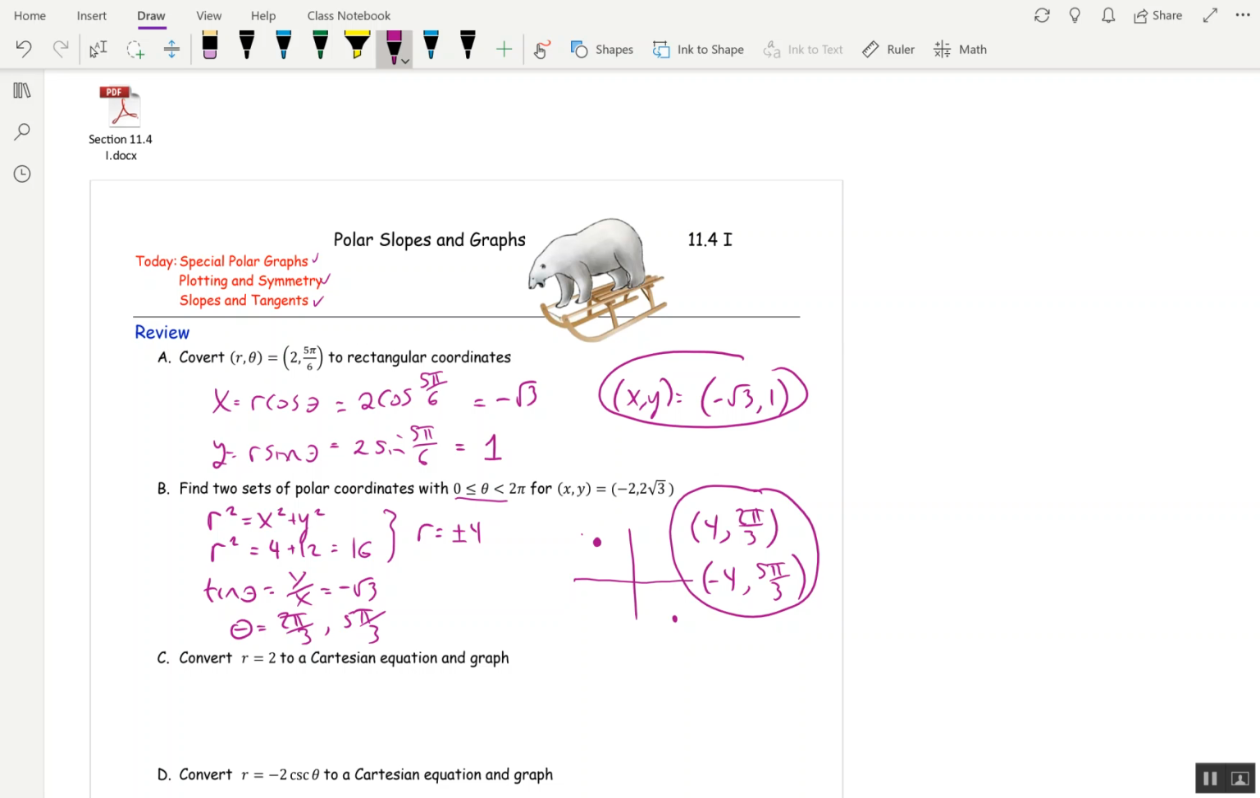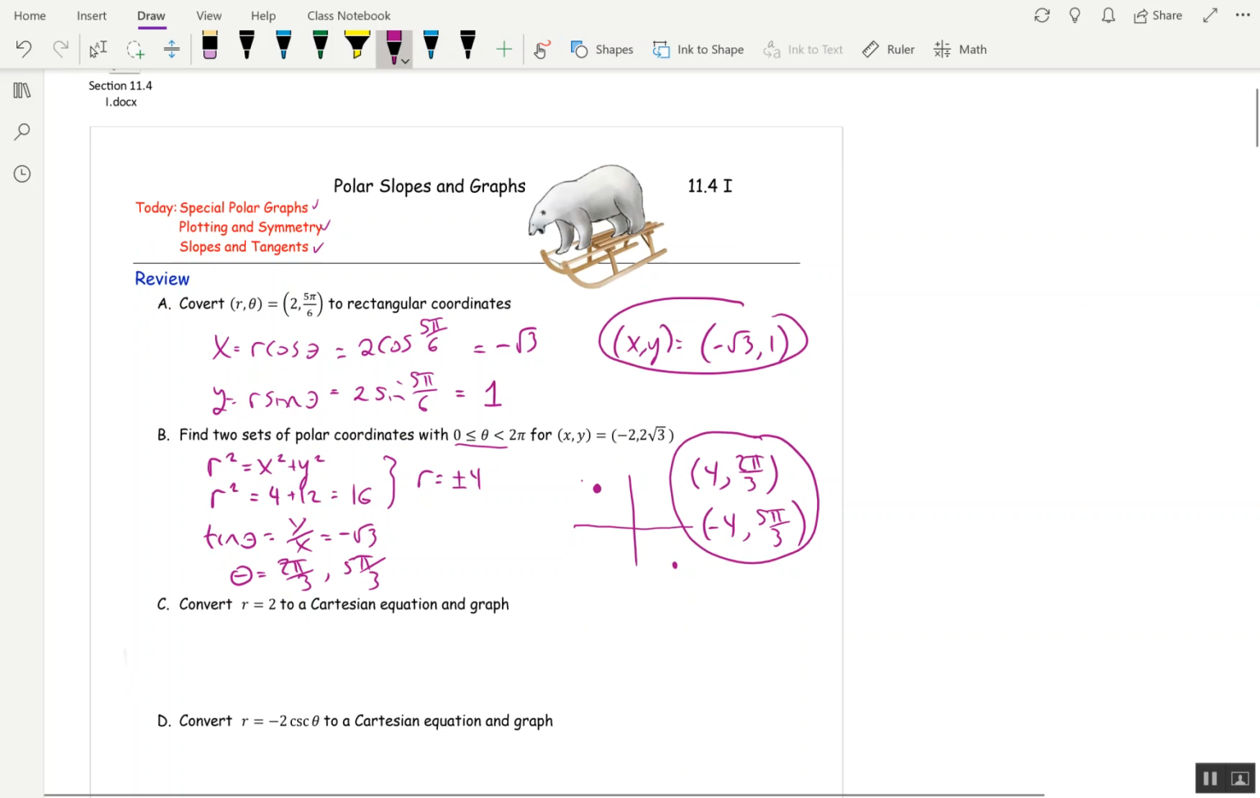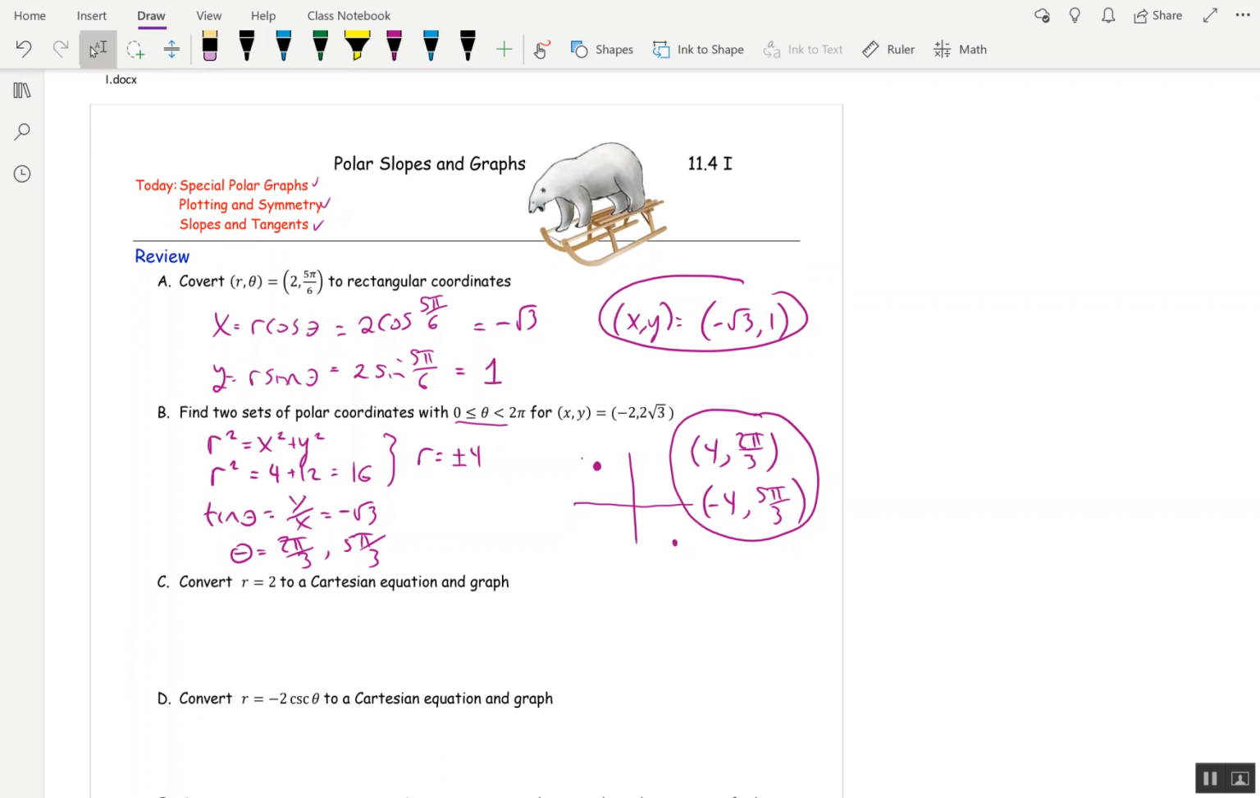Convert r equals 2 to a Cartesian equation and graph. All right, if I had an r squared, I could replace it with an x squared plus y squared. So I'll just square both sides. And now I can replace r squared with x squared plus y squared. Remember, a Cartesian equation is rectangular. It's x's and y's versus polar, which is r's and thetas. Now that's a circle of radius 2, which we knew anyway, because r equals 2 is a circle of radius 2 centered at the origin.